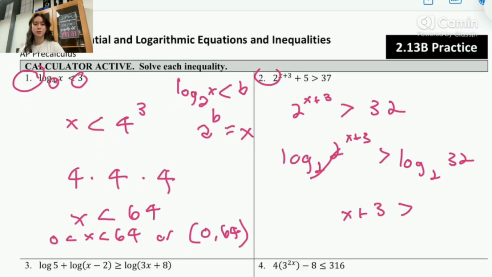And log base 2 of 32 is just 5, because 2 times 2 times 2 times 2 times 2 is 32. So that's 5. And then that'll make it so when you subtract 3 from both sides, it's x is greater than 2. Or, if you want to do parentheses again, we'll do (2, infinity).